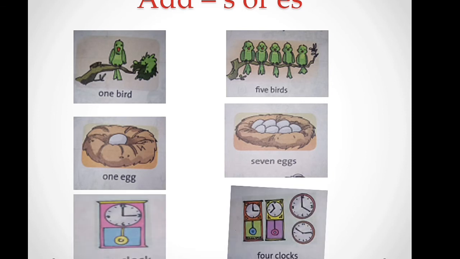Then one clock. Here is one clock. Then count it. How many clocks are in the next picture? 1, 2, 3, 4. There are 4 clocks. We will use s in clocks.